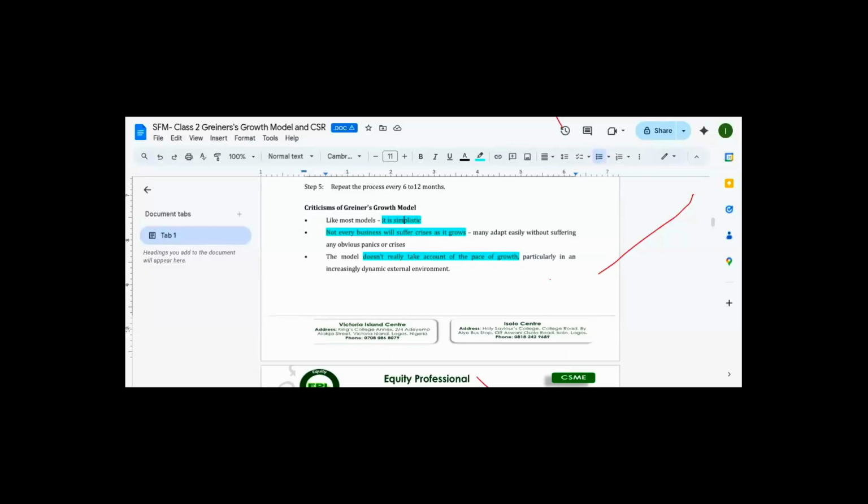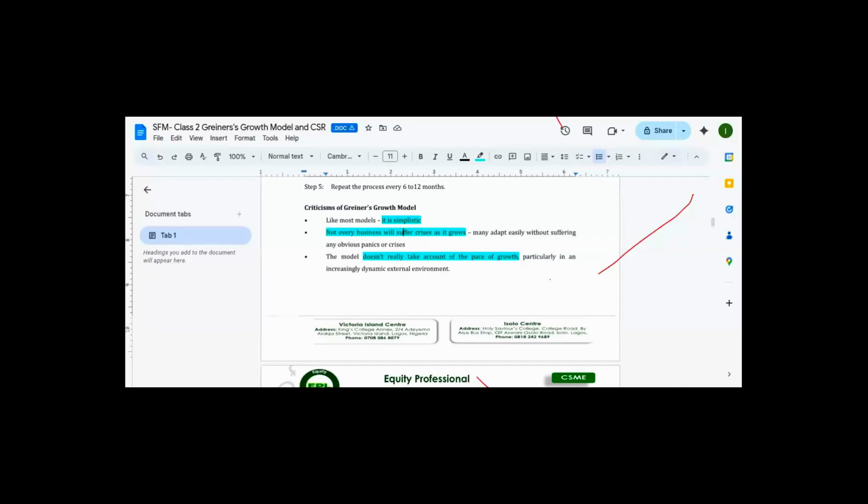This criticism does not mean that they condemn the model. No, it's just the observation of individual scholars, including you and I. You can read the model and see where some lapses are. So they said the model is too simple.